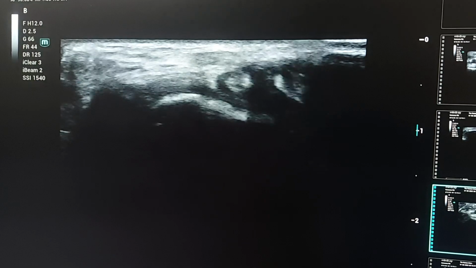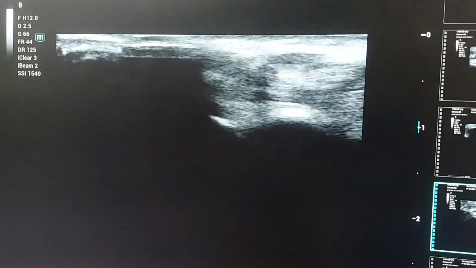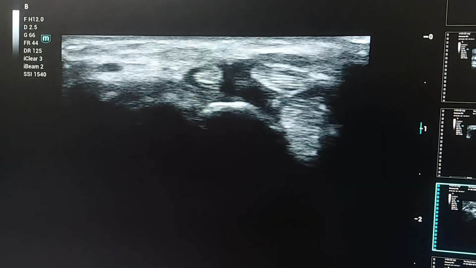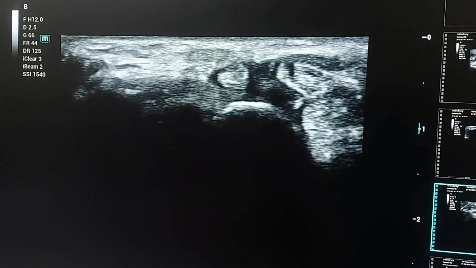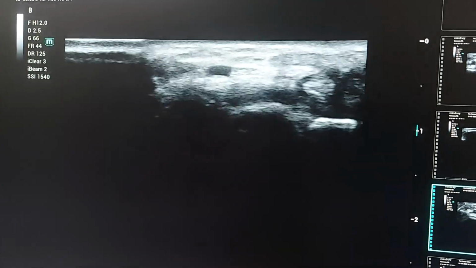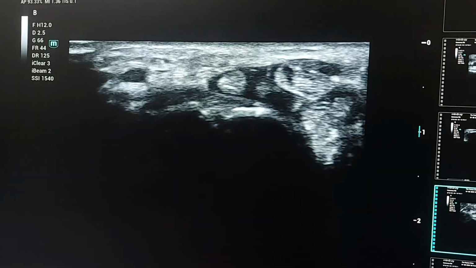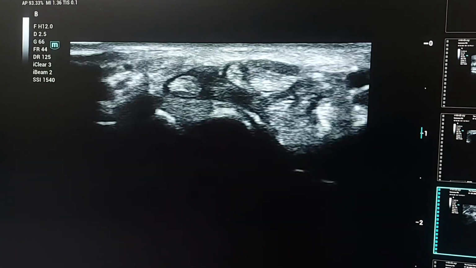You can say this is the lateral side. To the lateral side you can see a very nice pulsatile structure, and that is the radial artery. Okay, from there you can see a very nice retinaculum.